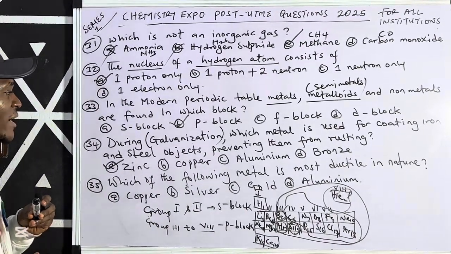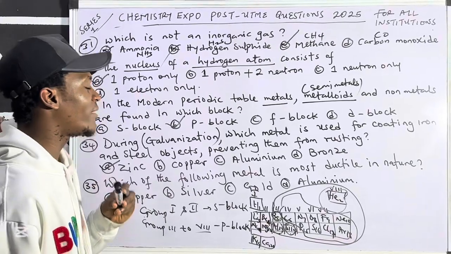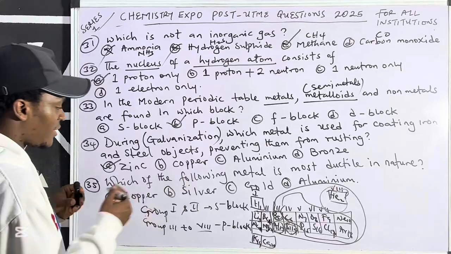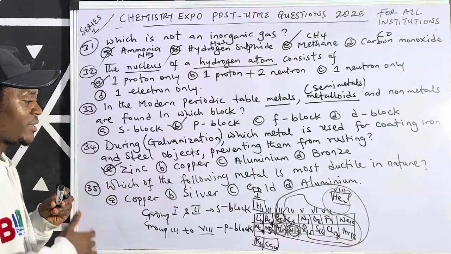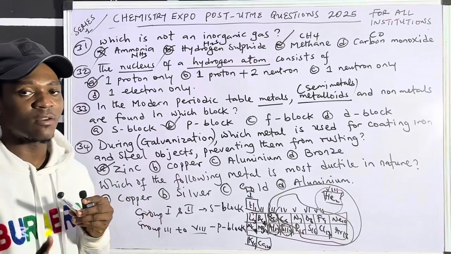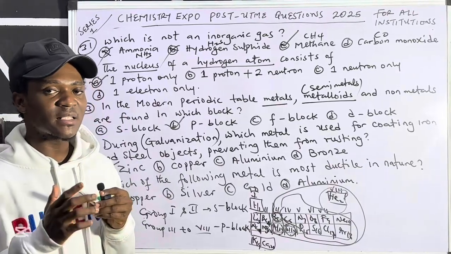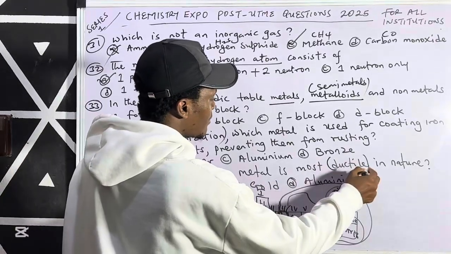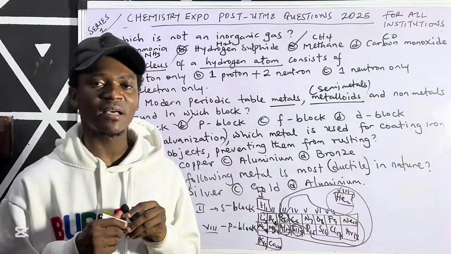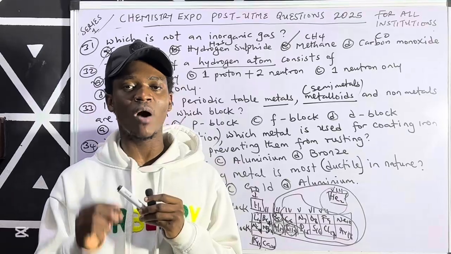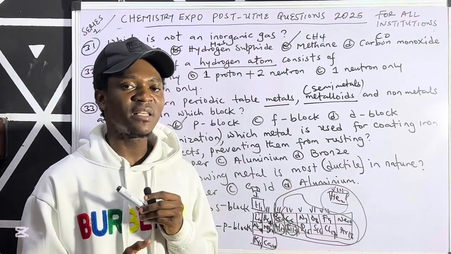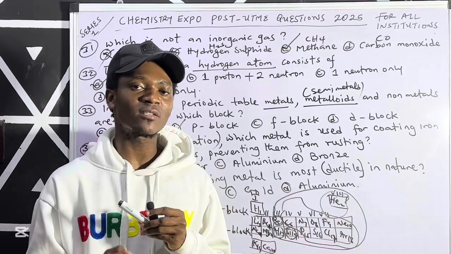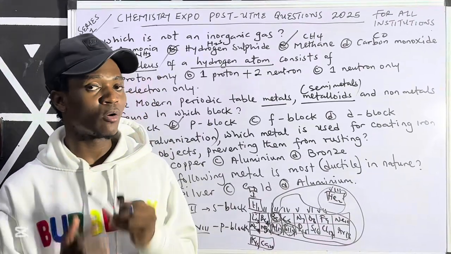Which of the following metal is most ductile in nature? Now, amongst these metals given, option A copper, option B silver, option C gold, option D aluminium. One very important thing that you need to take note of is this: the word ductile means ability of a metal to be drawn into thin wires. We have malleability and ductility. Malleability is the ability of a metal to be hammered or beaten into different forms or shapes.